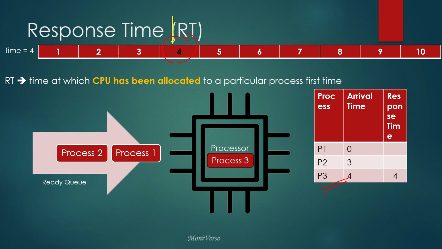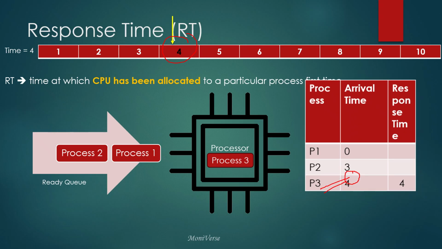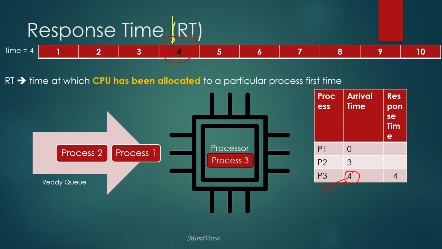Now look at this one. The arrival time of process 3 is 4. At the same time, it has been allocated to the processor. So the response time for the process is 4, right? And the waiting time is 0, because as soon as it enters the ready queue at time 4, it has gone into the processor for execution, right? So let us see another example.